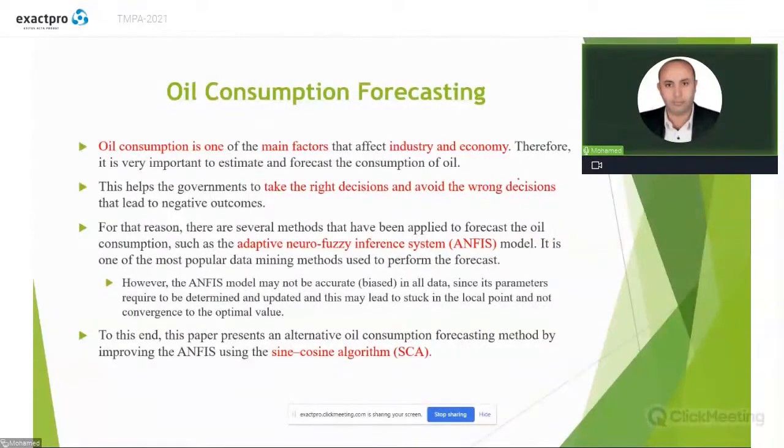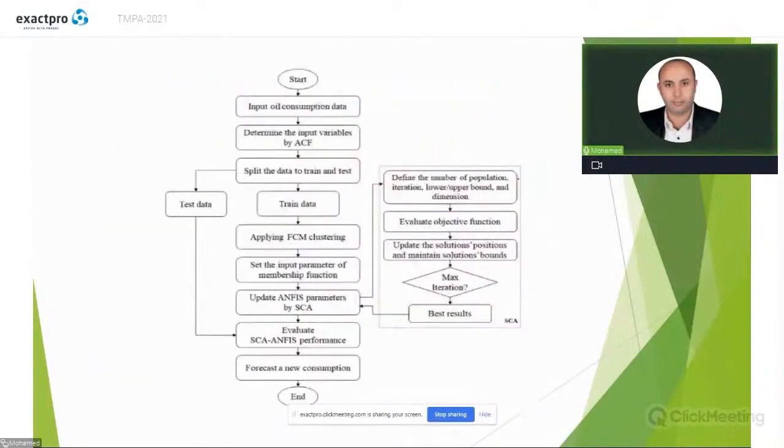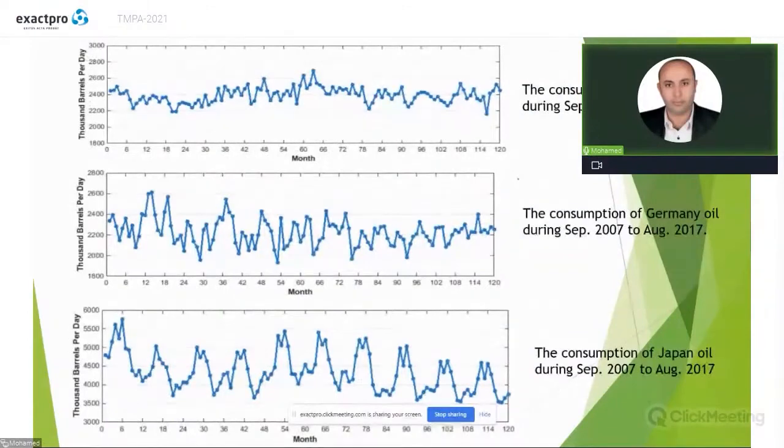It is one of the most popular data mining methods used to perform this forecast. However, the traditional one, as we saw before, can give poor results, and this may result from being stuck in a local optimum or from poor ANFIS parameters. So we needed another technique that can determine the optimal parameters for ANFIS. We are using here a simple technique called sine cosine, which we illustrated at the start of our presentation. Here we use sine cosine only to determine the parameters of ANFIS, using the root mean square error as the objective function.